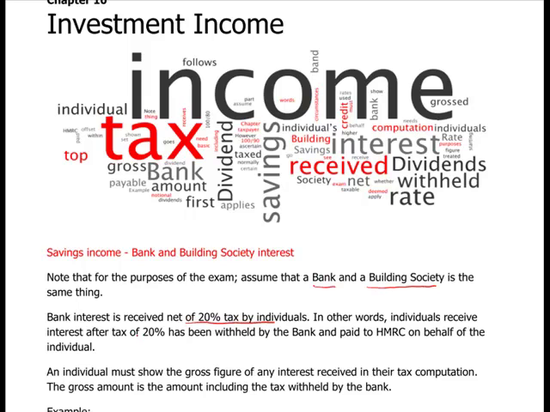The reason why the tax is taken off at source is because not everyone in the UK fills in the tax return, so therefore the bank is a collector of taxes on behalf of HMRC, i.e. Her Majesty's Revenue and Customs.